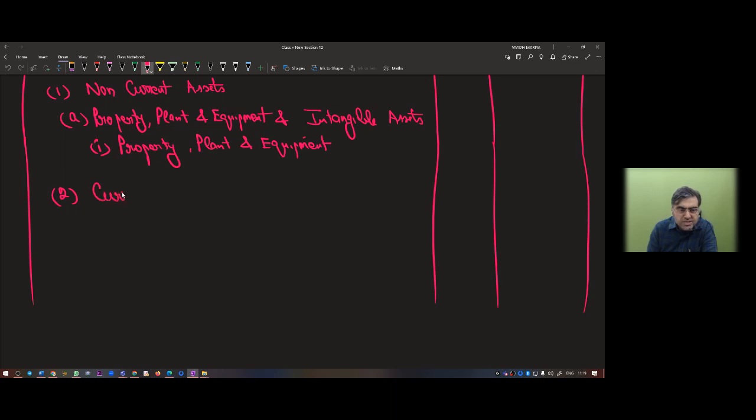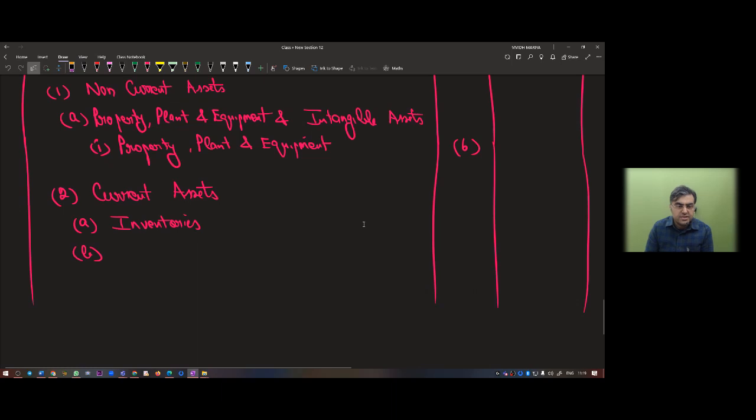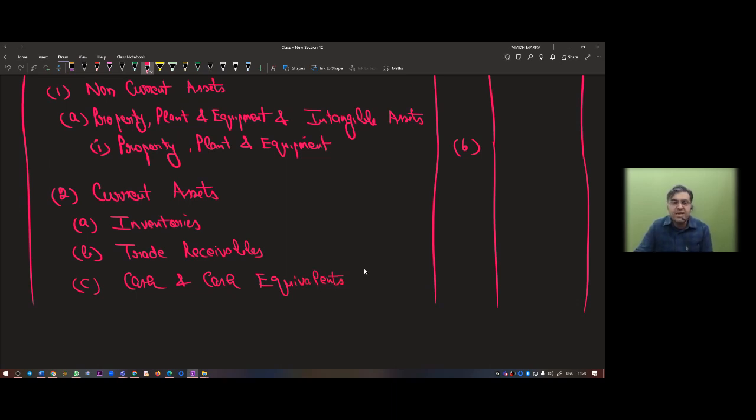We go to current assets. We don't have current investments. So we start with the first part, inventories. Second part, trade receivables, note number 6. Note number is 7. Trade receivables. Cash and cash equivalents.